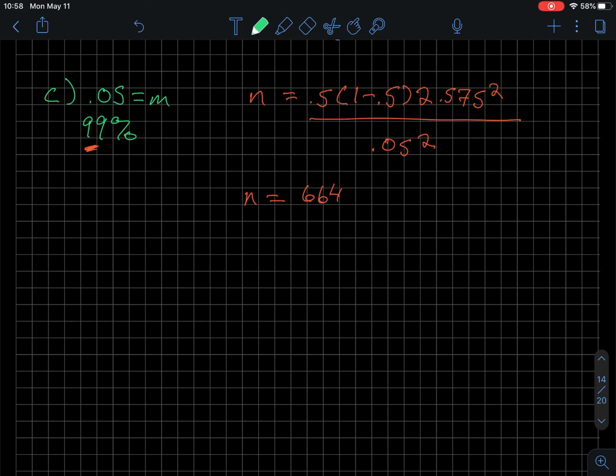And if we look at part D, it asks us to compare sample sizes for parts A and B, B and C, and summarize the effects of decreasing the margin of error and increasing the confidence level. So this one is pretty easy. Basically, if we look at a margin of error going down, we need a bigger sample. So more precision requires a larger sample.